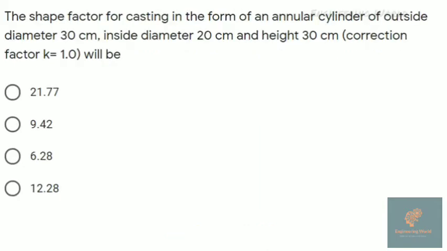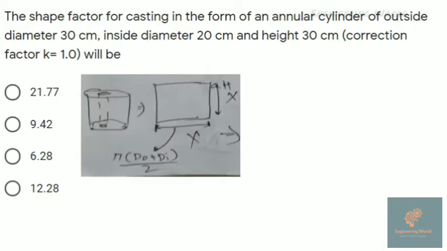Then the next question is, the shape factor for casting in the form of an annular cylinder of outside diameter 30 centimeter, inside diameter 20 centimeter, and height 30 centimeter. So I am showing here the cylinder, and this hollow cylinder, when we open it, looks like this. That is the rolled paper. You just roll this paper, and when we unroll it, it looks like a plane.